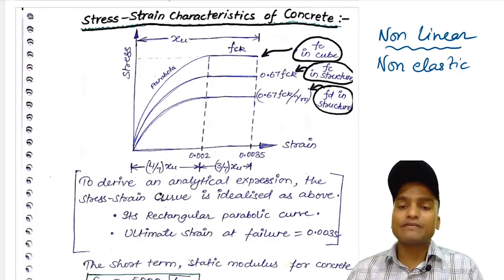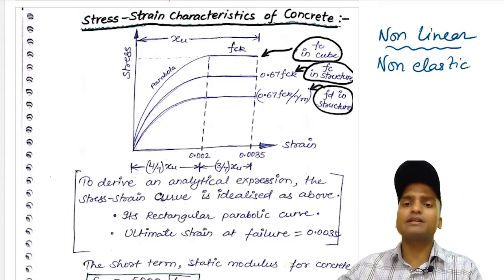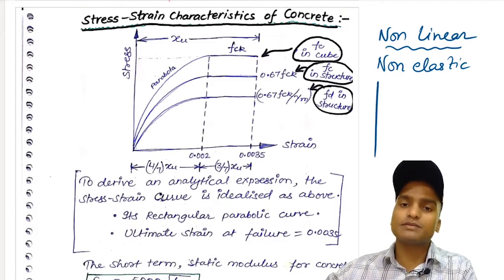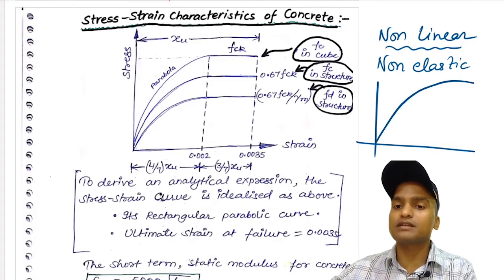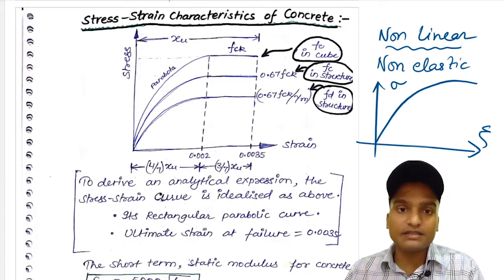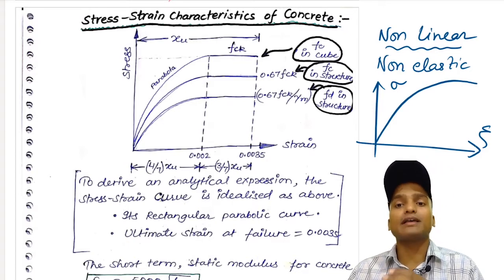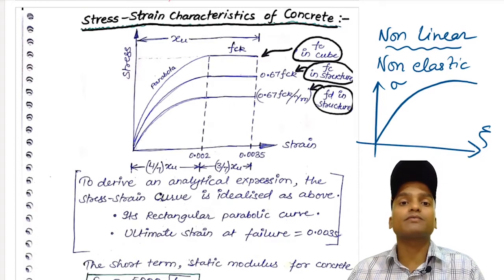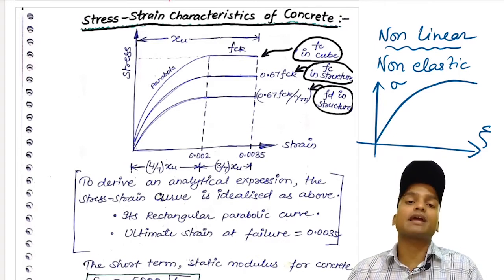Okay, this graph is the idealized stress strain diagram of the real scenario for concrete. In the real scenario, as we have discussed, the stress strain diagram is non-linear and non-elastic, something like this. So the code recommends some modification in the stress strain diagram of concrete, and it asks us to assume that it is composed of two curves. One is parabolic in nature and another is rectangular in nature.